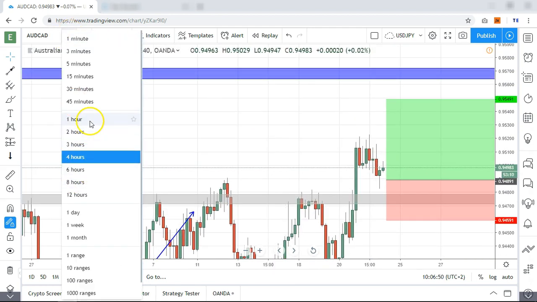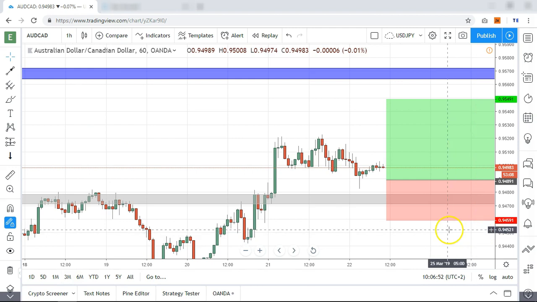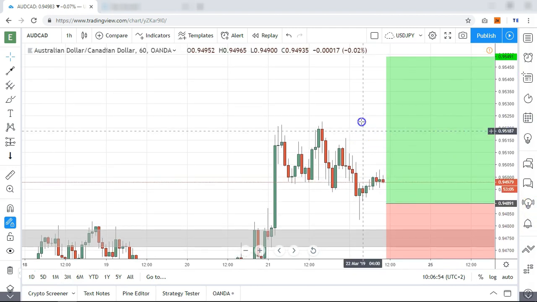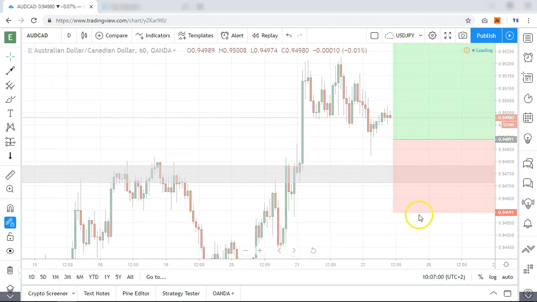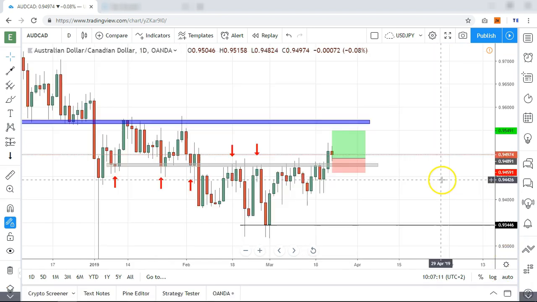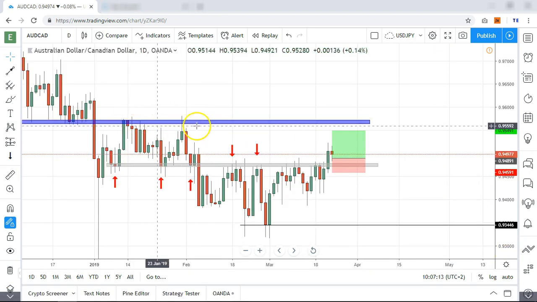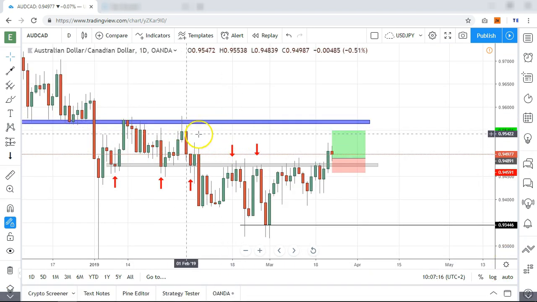So we can go down to the 1-hour time frame, and as you can see, the market is a few pips above our entry at the moment. If we go back to the daily chart, we can see that this resistance zone could be the next possible level for the market to trade to, and my target is placed below it.